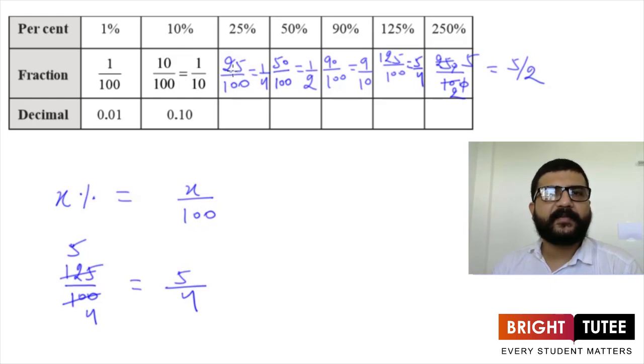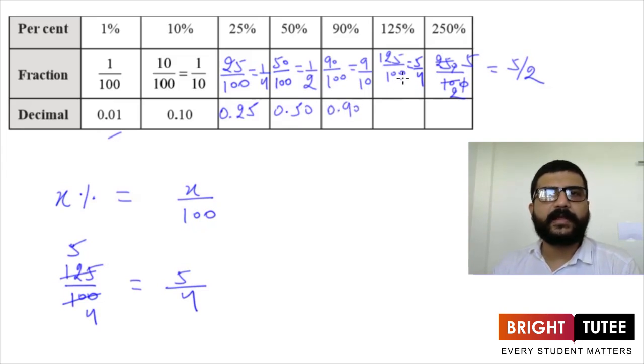So let's see it. The first one here is 1 upon 100. So this became 0.01 and the next one is 1 upon 10. So this is 0.1 or 0.10. And now we have 25 upon 100. So this will be 0.25. And the next one is 50 upon 100. So this will be 0.5 or 0.50. They are the same. And the next one is 90 upon 100. So this will be 0.9 or 0.90.